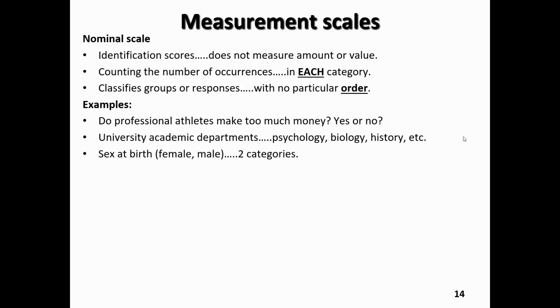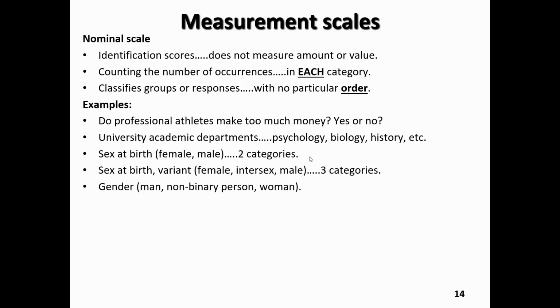Sex at birth can be classified as male or female, and in this case these are two categories. Note that this would also be a dichotomous variable if we only define it as two. A second definition of sex at birth is variant, which would be female, intersex, or male. This would be three categories. Now, this would not be dichotomous. Remember, dichotomous, di for two, depending upon how we define it.